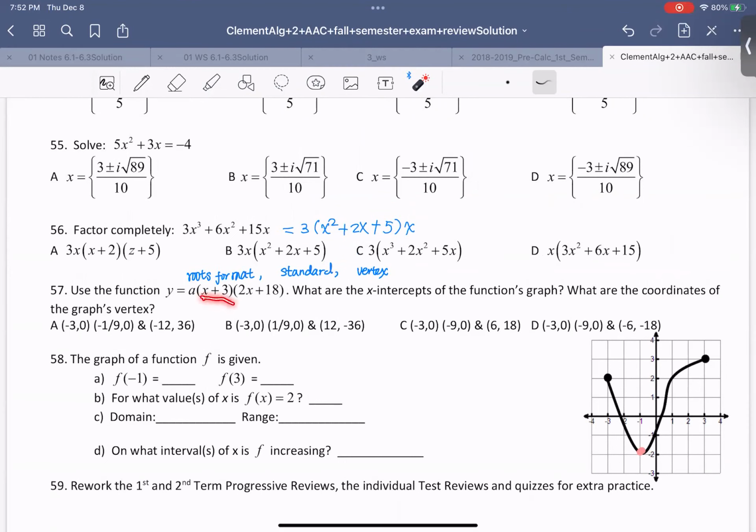Well, the x-intercept is easy. Just make it equal 0. That's easy. And then the vertex, okay? Yeah, some people get the answer.